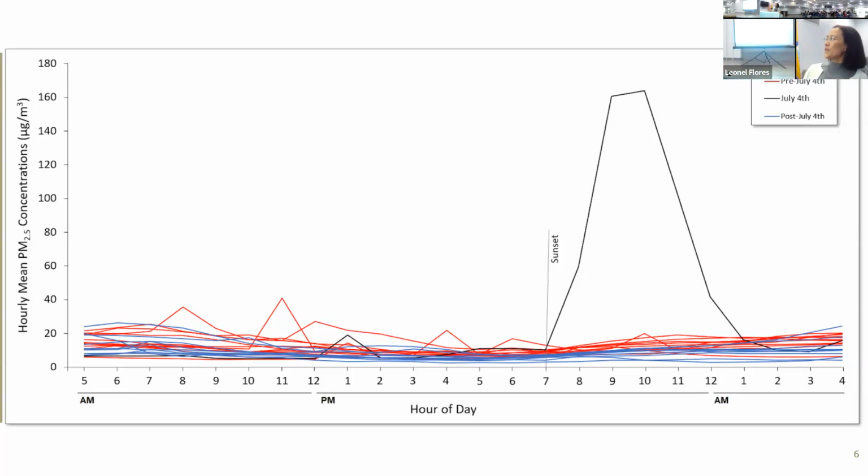Huge peak. And also, it started from 7 p.m. Like people started to burn the fireworks. And then the highest concentration reached around 180 micrograms per milliliter, right? Around 9-ish p.m. So that means the firework emission dramatically increases the fine particulate matter concentration in the air, right?